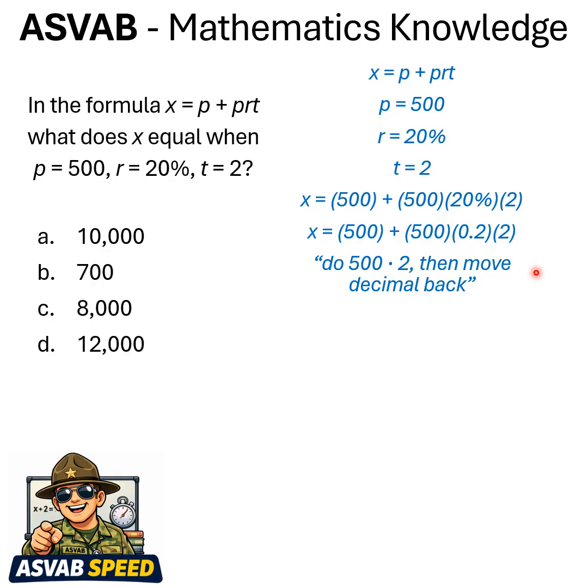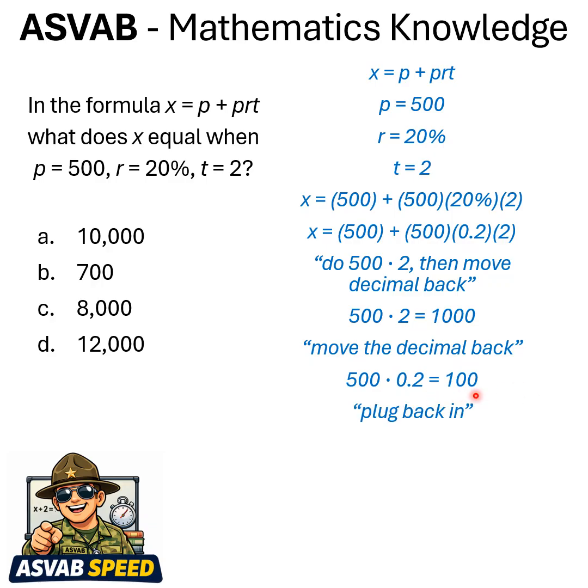For mental math, do 500 times 2, then move the decimal back. Because do you see, if I just move it one place, later on I'll just move it one place back. So 500 times 2 is 1,000. Move the decimal back, so I know that 500 times 0.2 is 100. Now let's plug that back into the original equation and rewrite it.